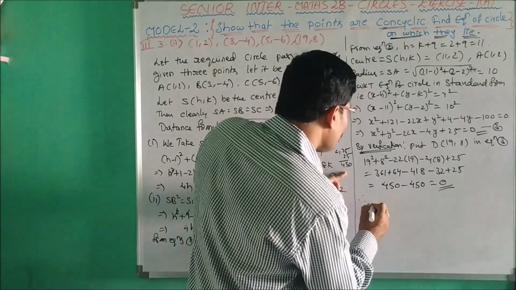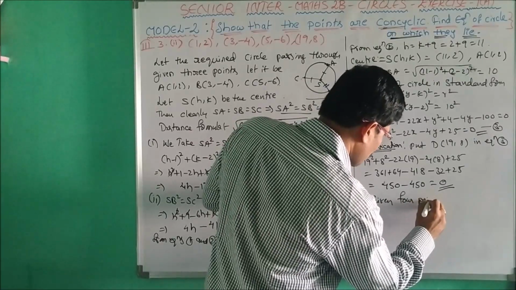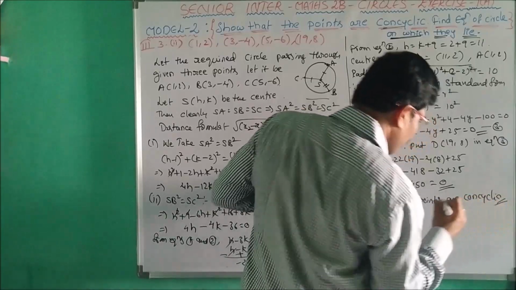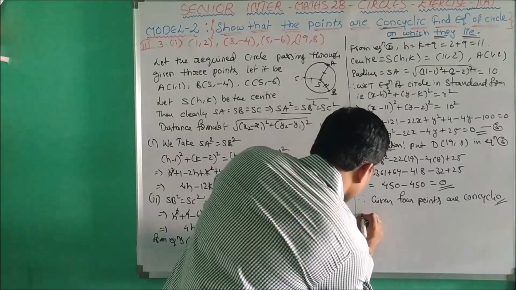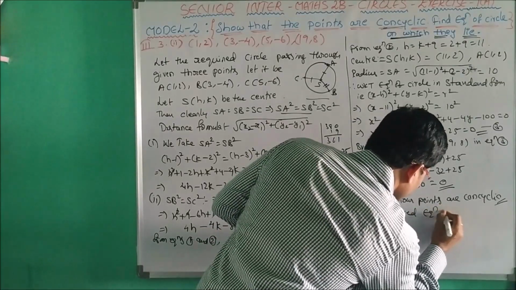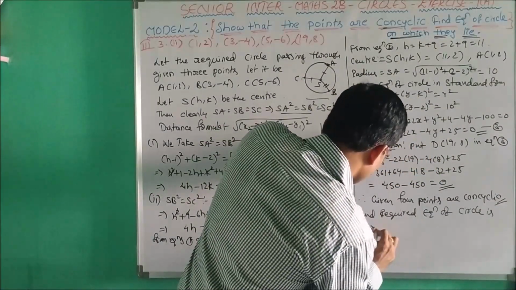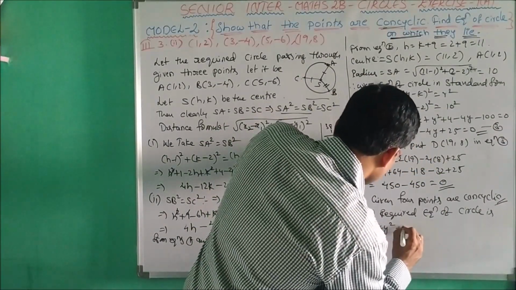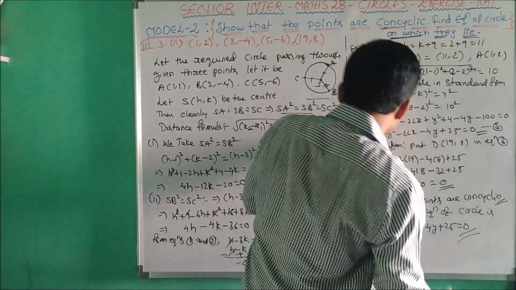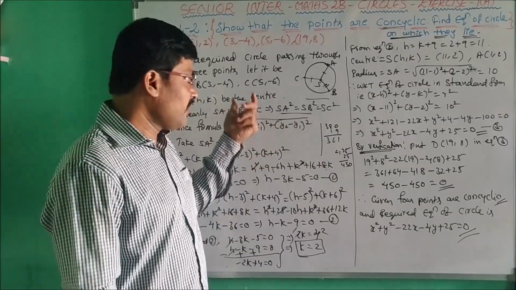Therefore, the given 4 points are concyclic, and the required equation of the circle is already found, that is x square plus y square minus 22x minus 4y plus 25 equals 0. This is the solution for this question. Similarly, practice the remaining problems using the same method.